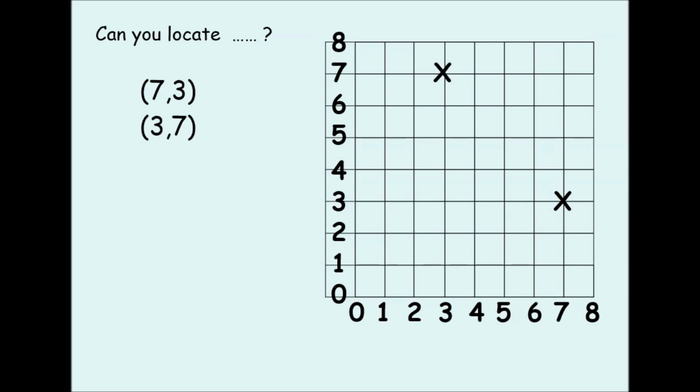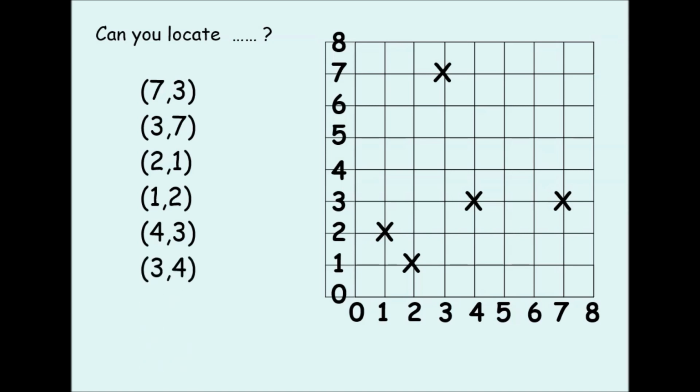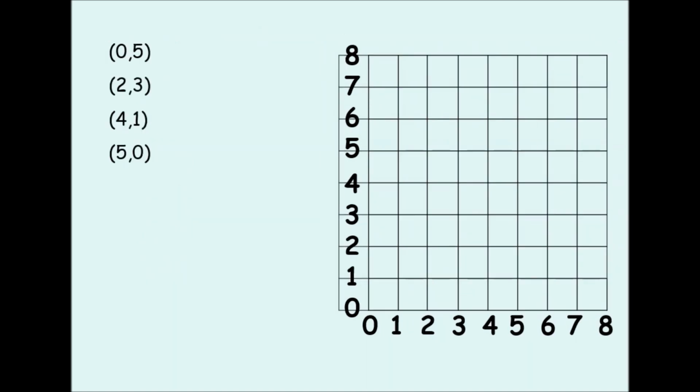Let's try another one. 2, 1. Were you right? Okay, one more. Point 1, 2. So 1 across, 2 up will take you to there. And this point here, 4, 3. Off we go. 4 across, 3 up. That's the coordinate 4, 3. We'll end with one more. That's the coordinate 3, 4. Yep, did you get them all? Brilliant. Okay, now have a look at this screen.